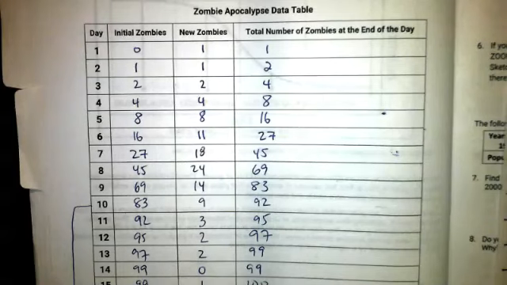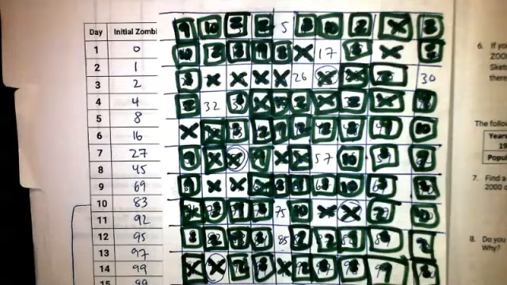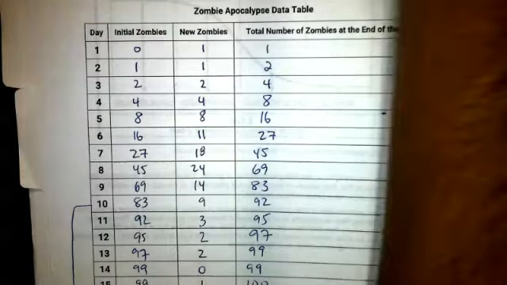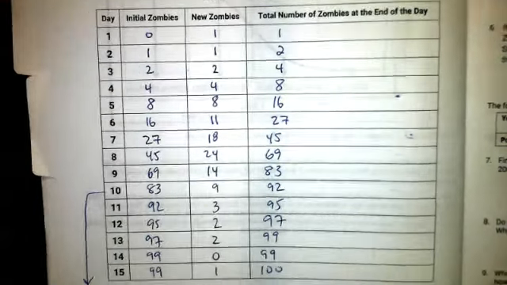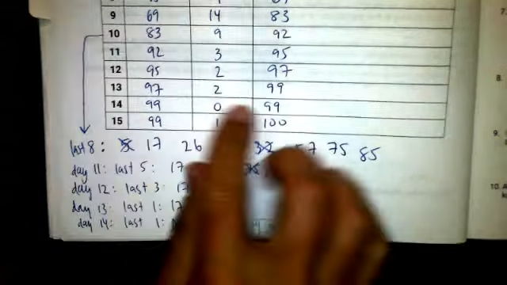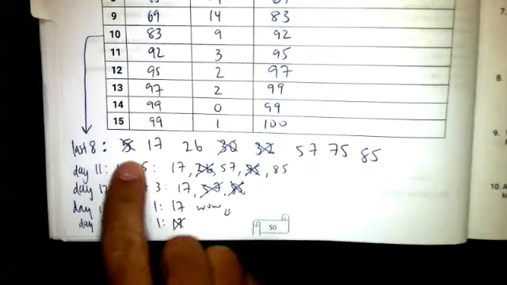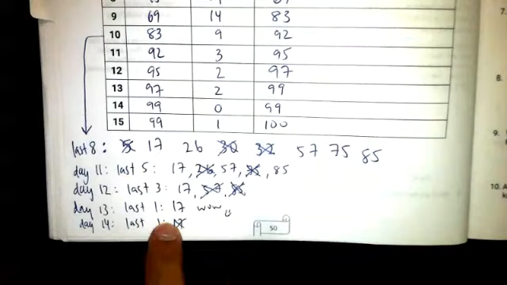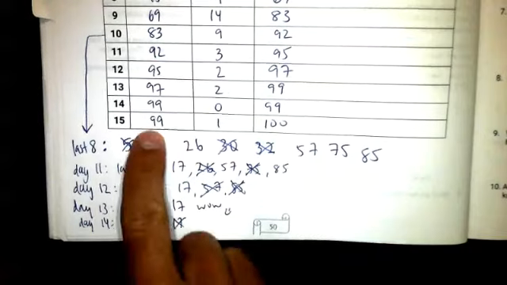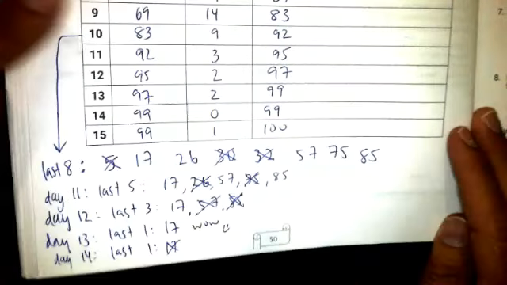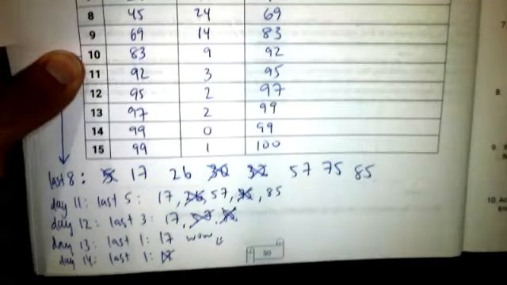Welcome back. We're finishing up our zombie apocalypse. As you can see, I painstakingly went through 15 days of the zombie apocalypse, and it got down to the last 8 within about 9 days, and then 5, 3, and then one person, 17, lasted a full day by his or herself until by day 15, all 100 people that we started with turned into zombies.